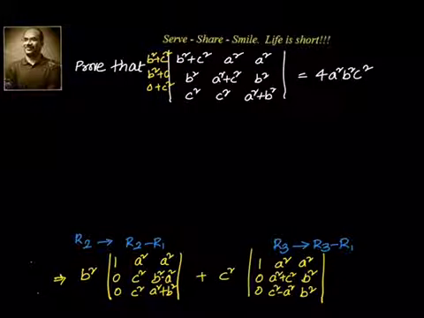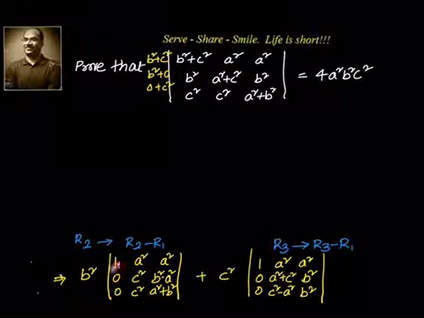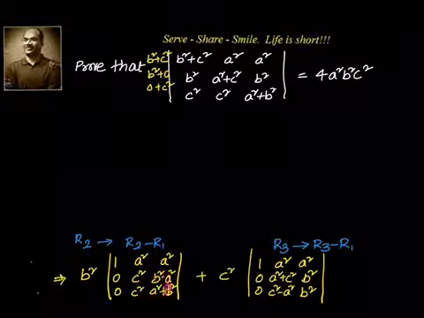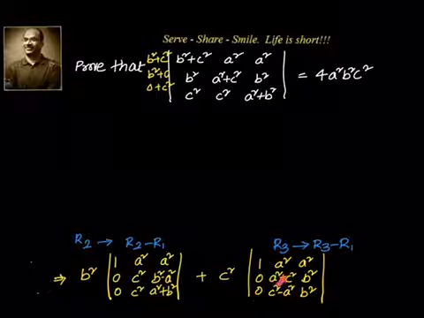We will expand along this particular element. So this row and this column is eliminated. We need to find out the determinant of this 2 by 2 matrix. Similarly here we need to find out the determinant of this 2 by 2 matrix. So let's write down that.